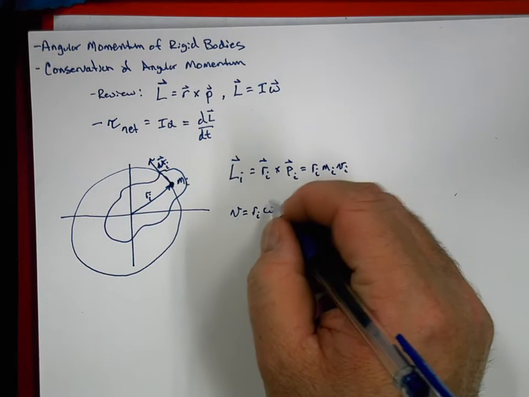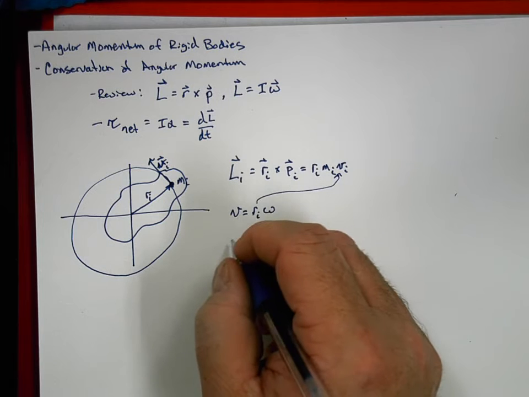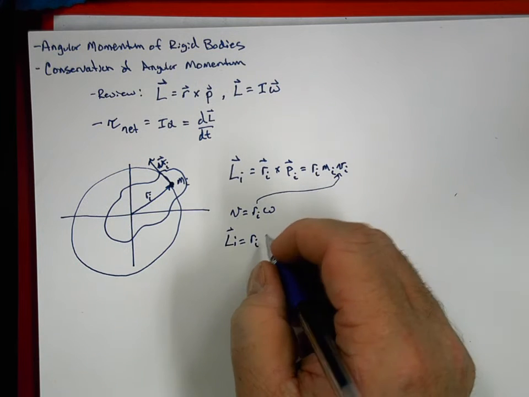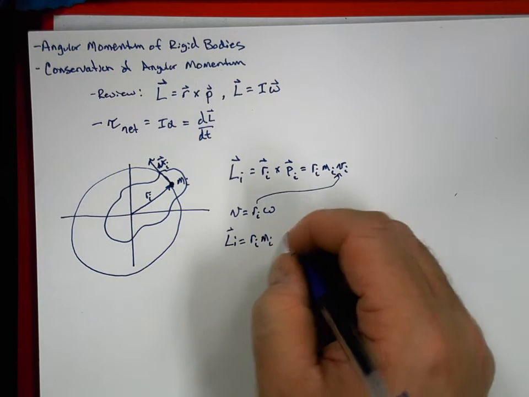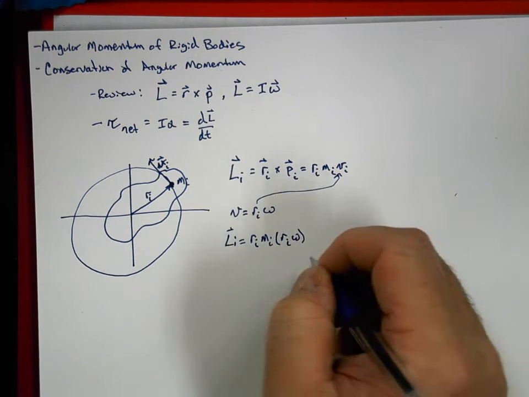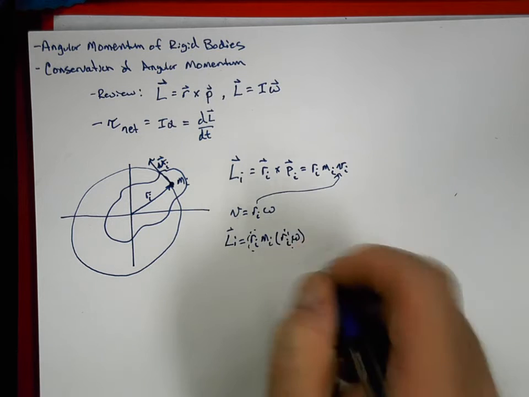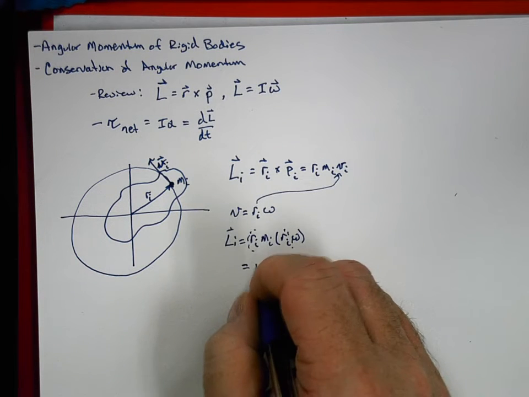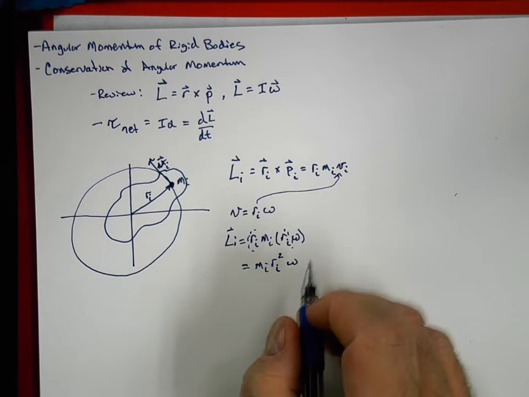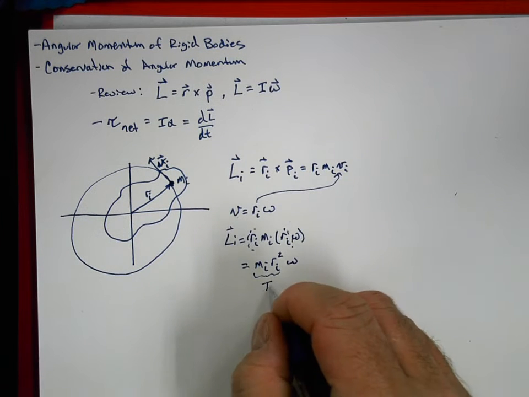So that can go in here, and we wind up with our L_i equaling the radius for that times the mass for that thing times the radius again times its angular velocity. If we regroup this so those go together, it becomes m_i r_i squared omega, and lo and behold, this is our rotational inertia.